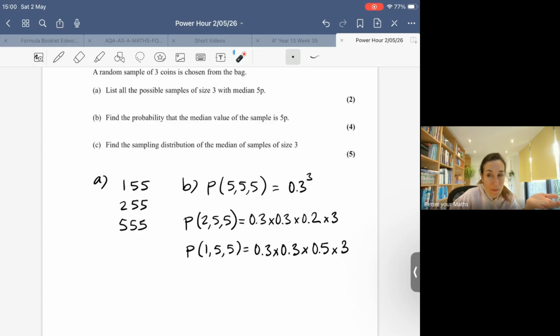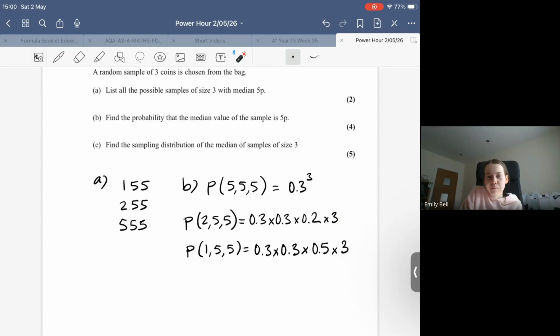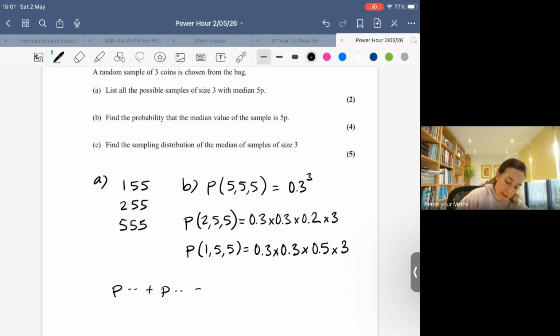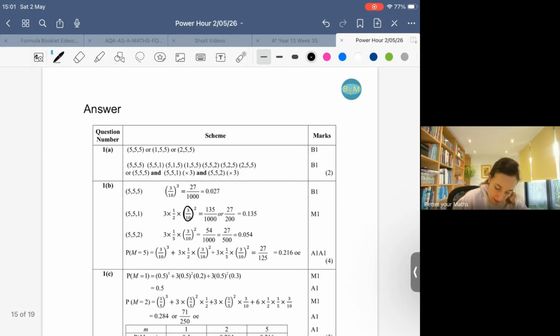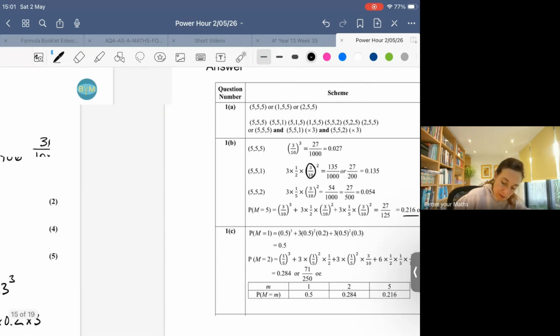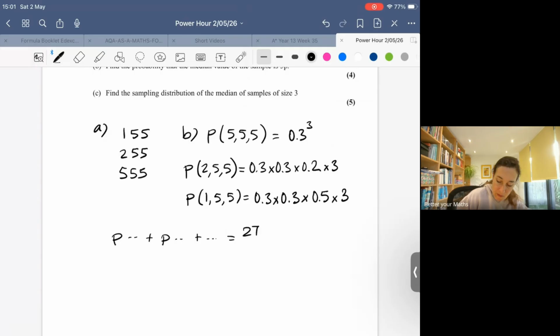Add them all together, because it's 5/5/5 or 2/5/5 or 1/5/5. So I'm going to just add them all together, and you get 0.216 or 27 over 125. So 27 over 125, yeah, that's the probability of median 5.